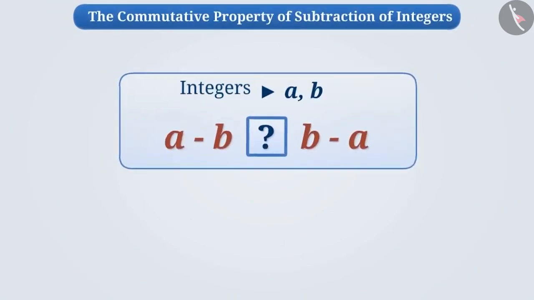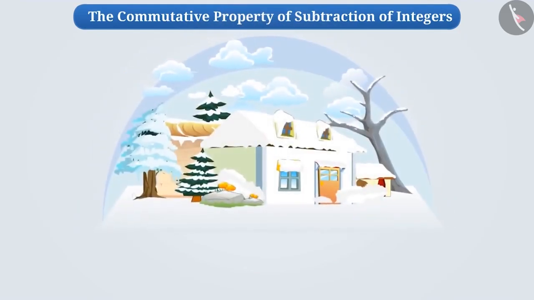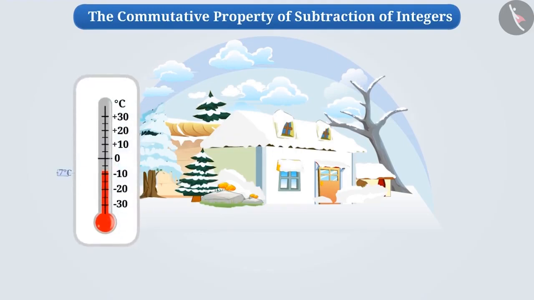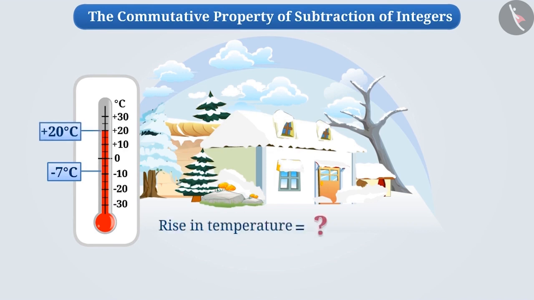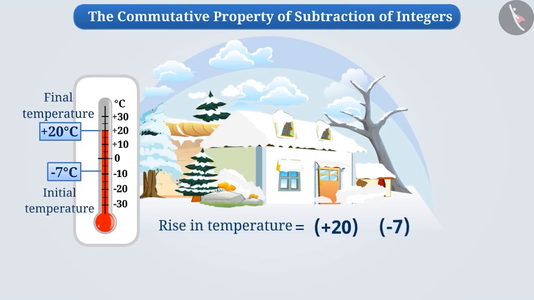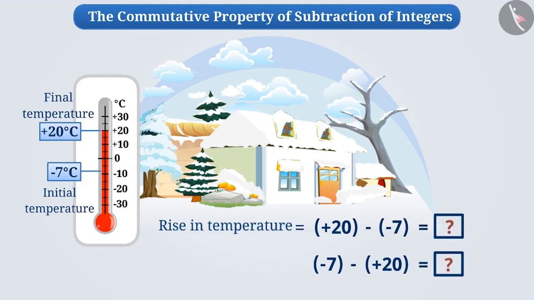Is the subtraction of integers also commutative? Suppose you have gone to Leh. You see that the morning temperature was minus 7 degrees Celsius, which has risen to plus 20 degrees Celsius during the day. Now, how will you find the rise in temperature? You got it right. You will subtract the initial temperature minus 7 degrees Celsius from the final temperature plus 20 degrees Celsius. If we change the order of integers in this subtraction, will we get the same result?